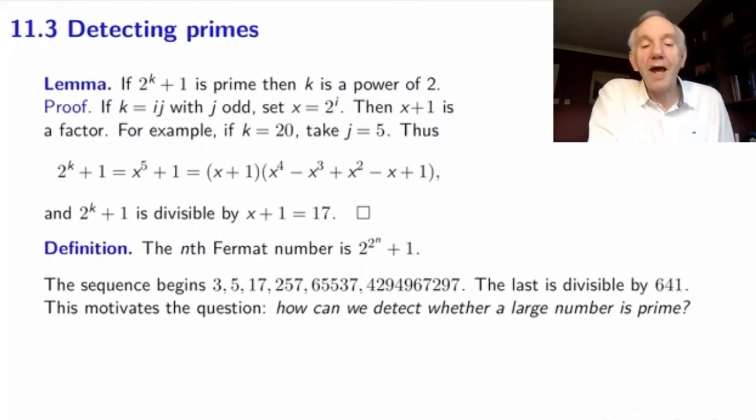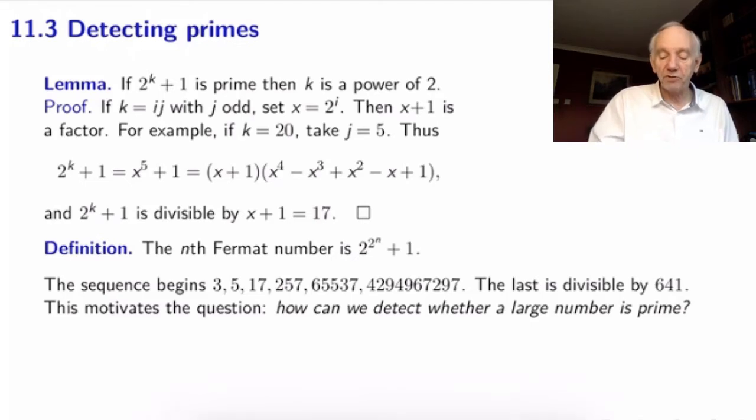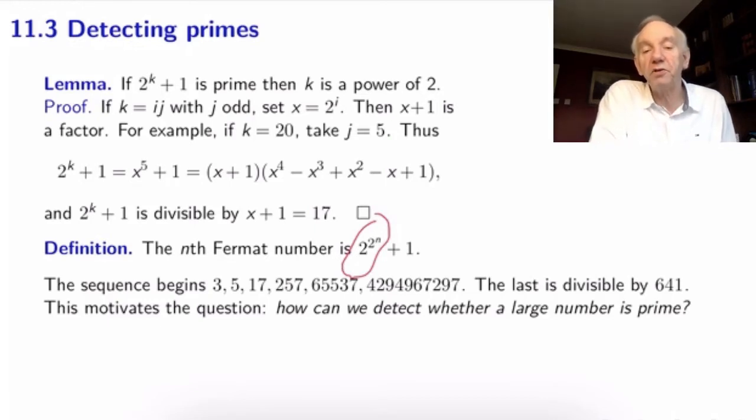The nth Fermat number is 2 to the power 2 to the n plus 1. So we know that k has to be a power of 2 if there's any hope of getting a prime number. So we're interested in prime numbers, so we might want to ask, suppose we take 2 to the power 2 to the n plus 1. Maybe that's always a prime number. That's what Fermat thought, actually, but it's not.